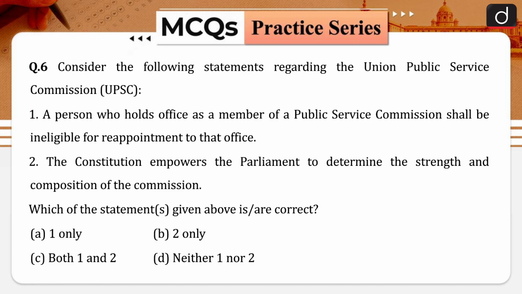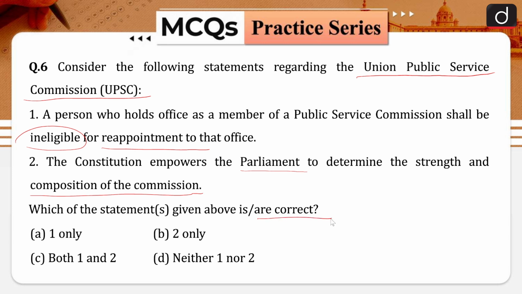Moving forward to the next question of our today's discussion. The question is, consider the following statements regarding the Union Public Service Commission or the UPSC. Statement number 1 is, a person who holds office as a member of Public Service Commission shall be ineligible for reappointment to that office. Statement number 2 is, the Constitution empowers the Parliament to determine the strength and composition of the Commission. Which of the statements given above are correct?